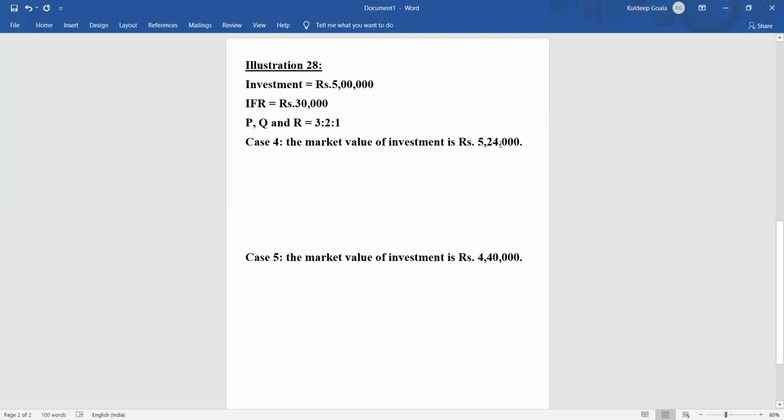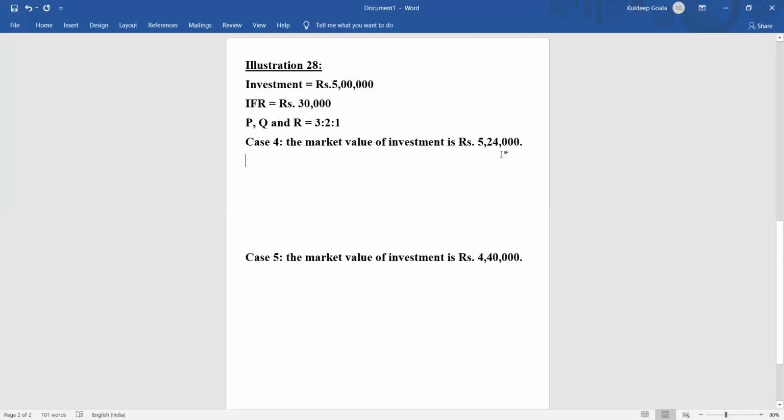24,000 rupees increased. Okay. So now what will be your treatment? See, if it has increased, that means there is no loss, right? If there is no loss, the whole 30,000 will be my profit. In addition to this 30,000, there is another profit. What is the profit? The 24,000, isn't it? So how will we show it?